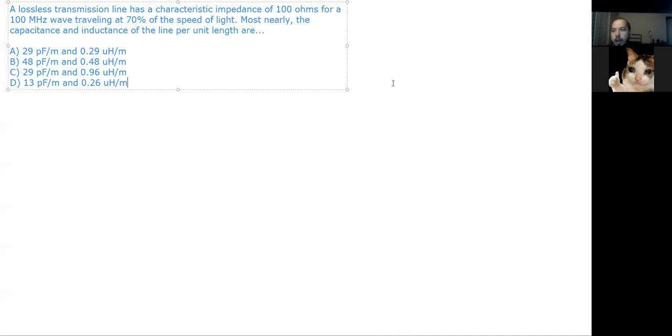Alrighty, so a lossless transmission line has a characteristic impedance of 100 ohms for a 100 megahertz wave traveling at 70% of the speed of light. Most nearly, the capacitance and inductance of the line per unit length are 29 picofarads per meter and 0.29 microhenries per meter, 48. I'm gonna lose my breath if I say all the options. If the capacitance and inductance of the line per unit length are as follows.